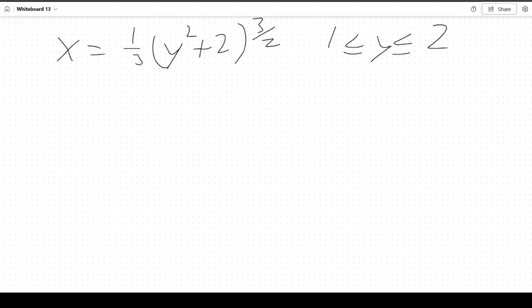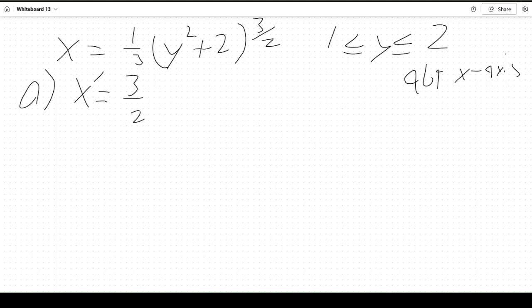Okay, so here we have another example, and this time it's given in terms of y, but this is still about the x-axis, so let me just make that clear. So our first step is to derive this. We can bring down the 3 over 2, and this would be 2y because we are differentiating what is inside.